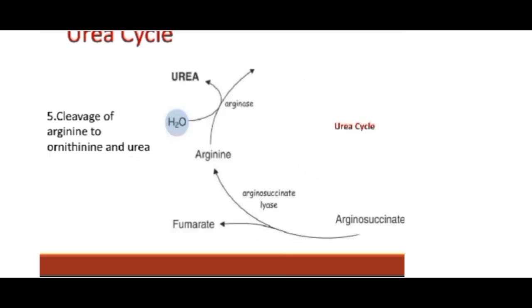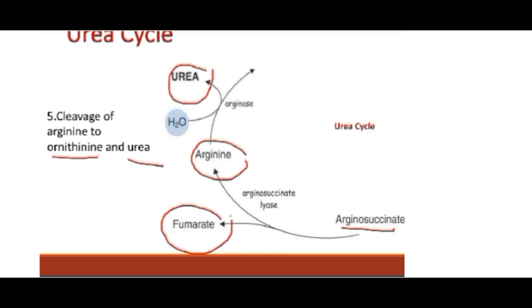Now we have the cleavage of arginine to ornithine and urea. So this was argininosuccinate, and it is cleaved into fumarate. This fumarate is going to combine to form arginine, and this arginine is going to break down into urea as well as the precursor ornithine. So this is the urea that we wanted, and it is a less toxic, water soluble compound. It can easily travel into the bloodstream, move towards the kidney where it gets reabsorbed, and the excess amount of urea gets excreted into the urine.